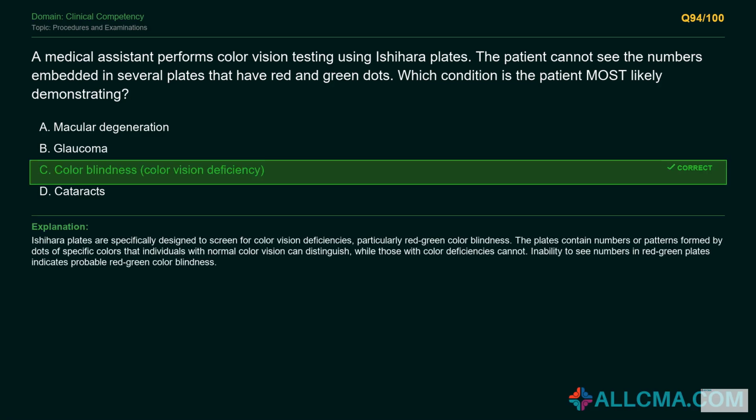The correct answer is C. Ishihara plates are specifically designed to screen for color vision deficiencies, particularly red-green color blindness. The plates contain numbers or patterns formed by dots of specific colors that individuals with normal color vision can distinguish, while those with color deficiencies cannot. Inability to see numbers in red-green plates indicates probable red-green color blindness.